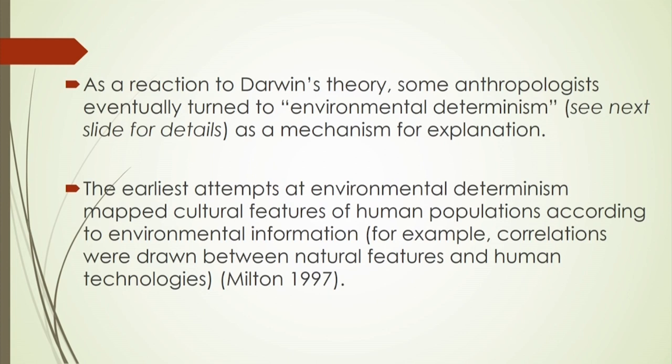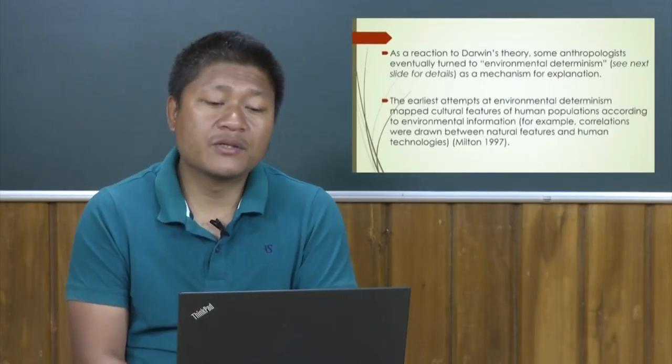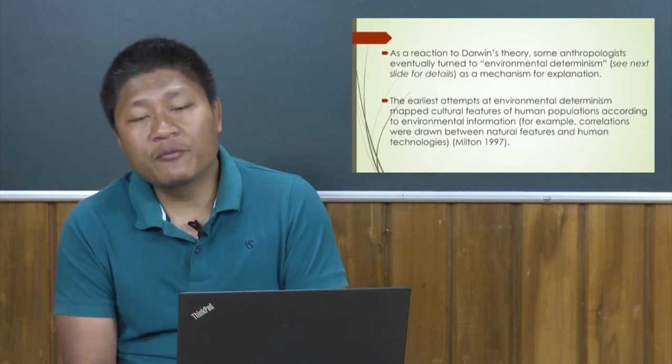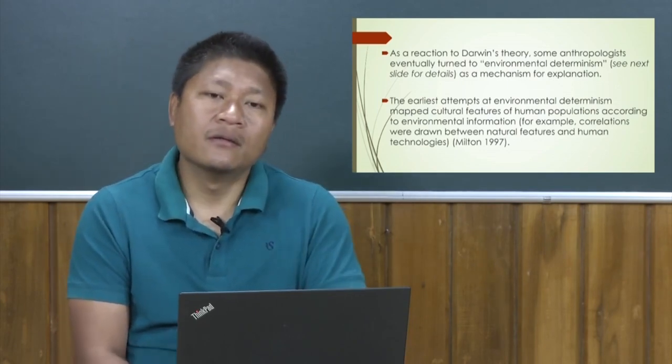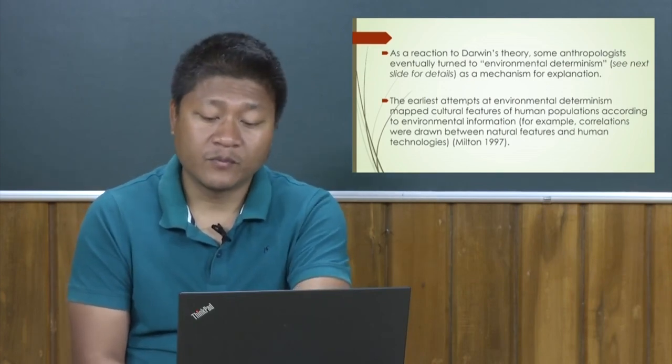Now, one of the earliest attempts in environmental determinism was to map out the cultural features of human populations according to their environmental information. For example, correlations were drawn between natural features and human technologies. Again, human technologies is important here.